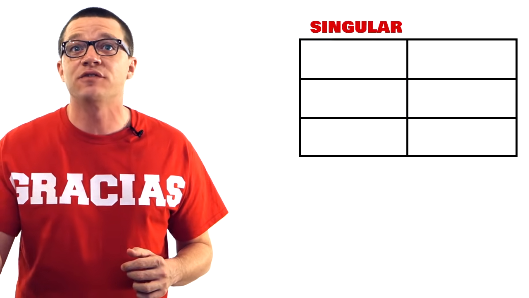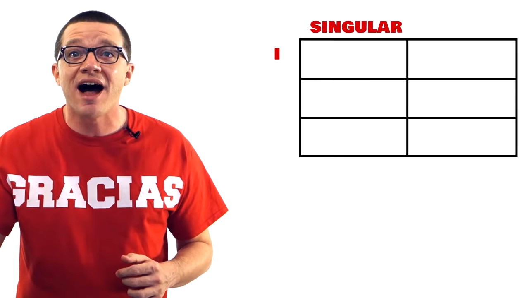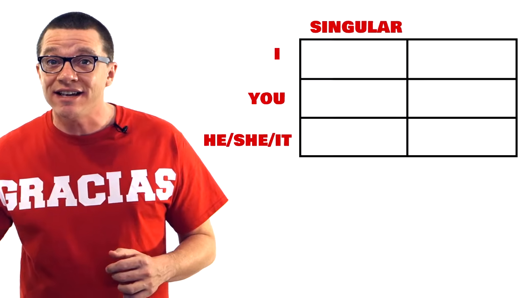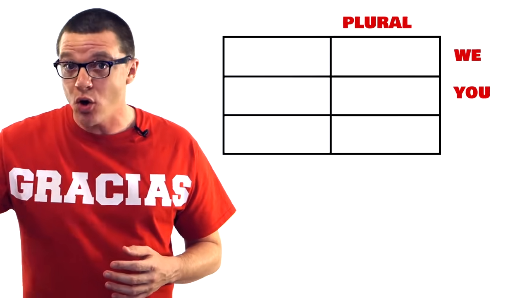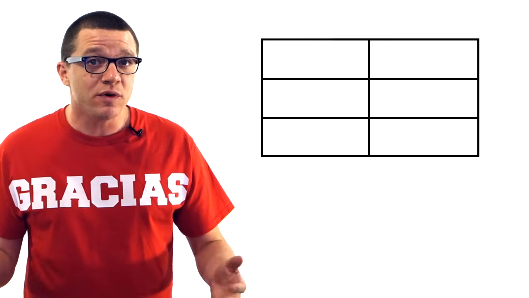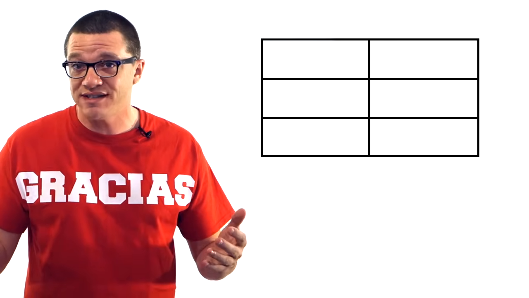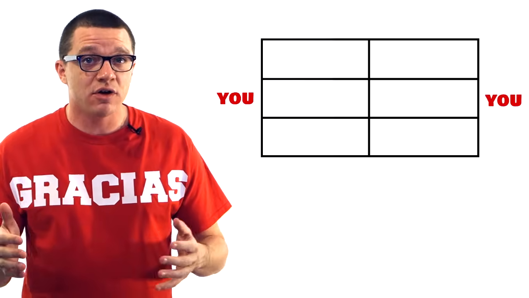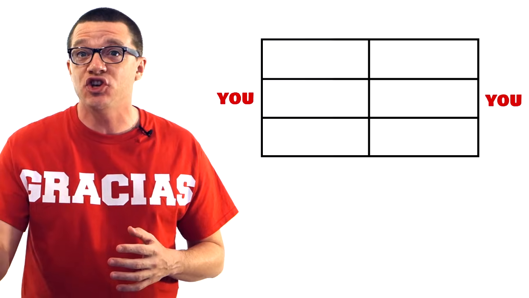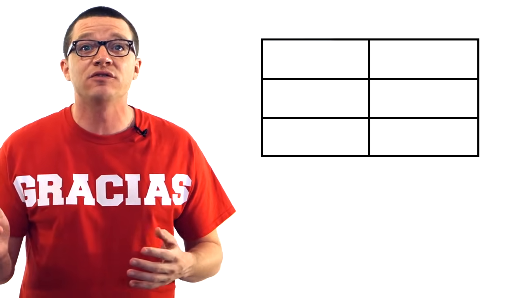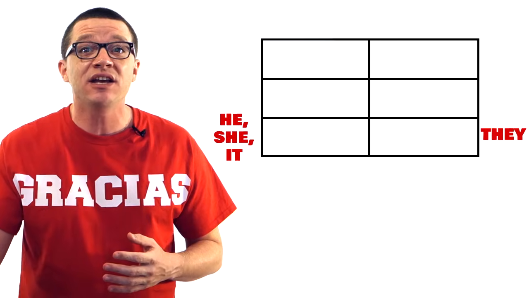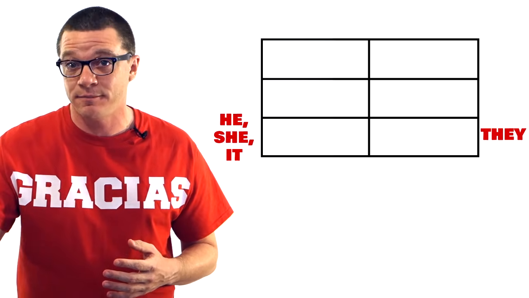The left column is for singular conjugations. I, you, he, she, it. Then the right side is for plural conjugations. We, you both, they. Then the first row is for the first person, which means I and we. The second row is for the second person, which is you, singular on the left and plural on the right. Finally, the third row is for the third person, which is he, she, it, or they. Is that clear?